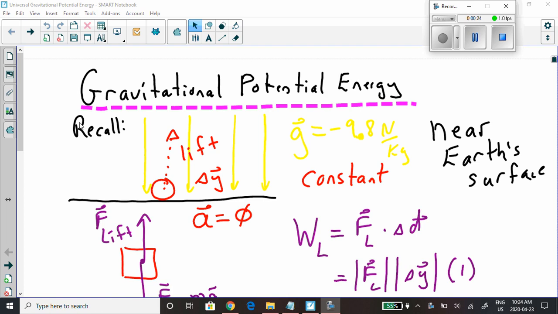So recall now that we learned about gravitational potential energy strictly when it was near Earth's surface. That's it. And we were talking about gravitational potential energy when we had a constant gravitational field of negative 9.8 newtons per kilogram. And we would do things like have an object of a certain mass and it would be lifted against the gravitational field. So we were raising it to a higher gravitational potential energy as its height changed and went through a delta y. And to keep things simple, we usually did it with zero acceleration.